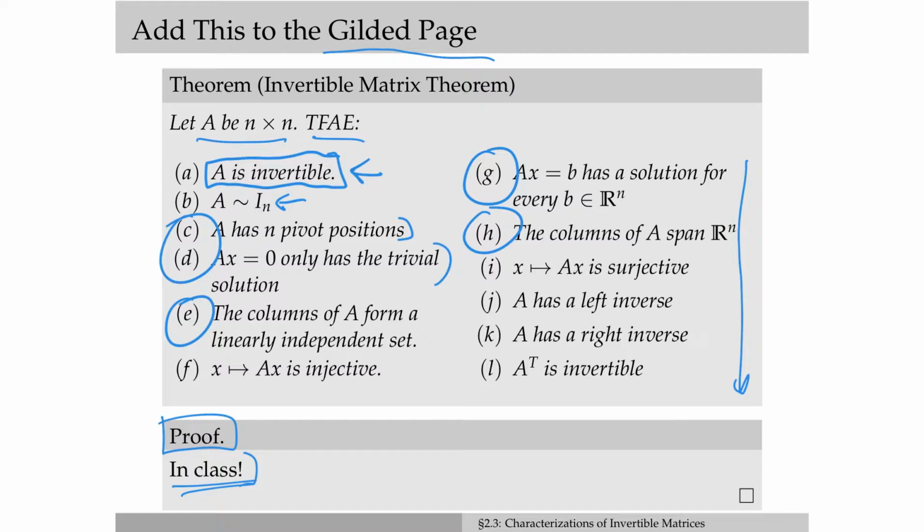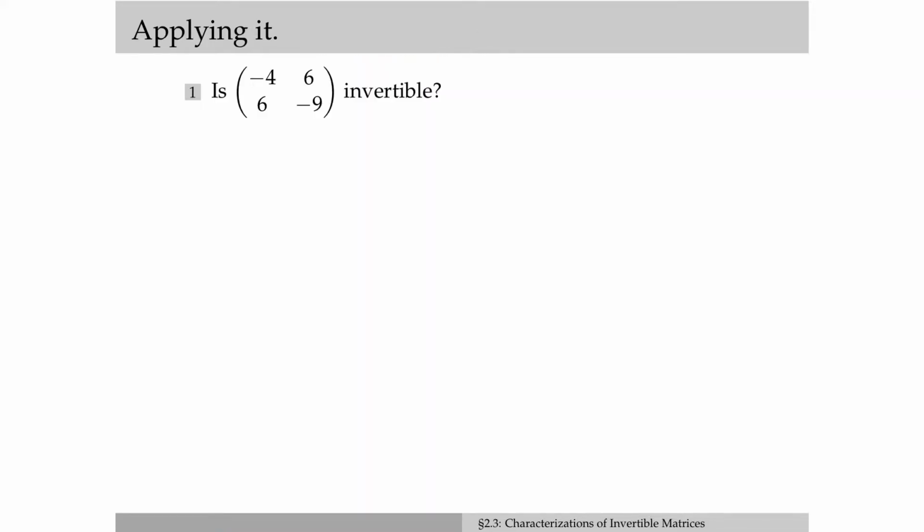But for now, why don't we try to apply it? Go back to the previous slide and pick the one that makes you the happiest. All right, so the first question I ask you, is this matrix invertible? Well, when I have a 2 by 2 matrix, what I'll often do is just use the characterization that the columns form a linearly independent set.